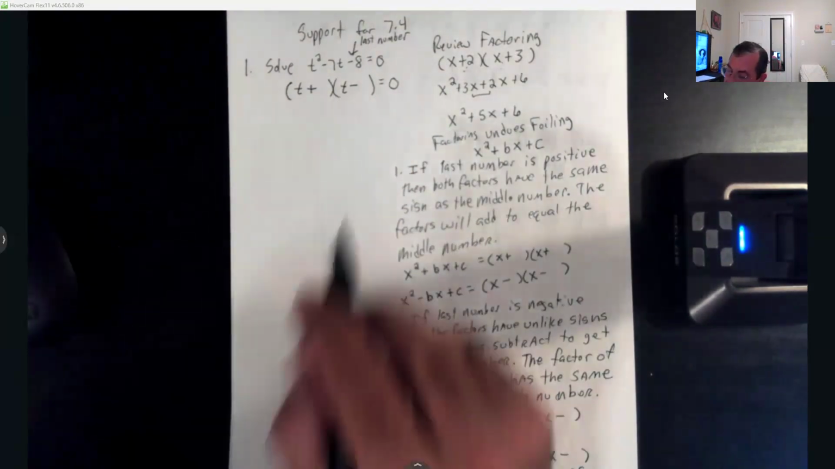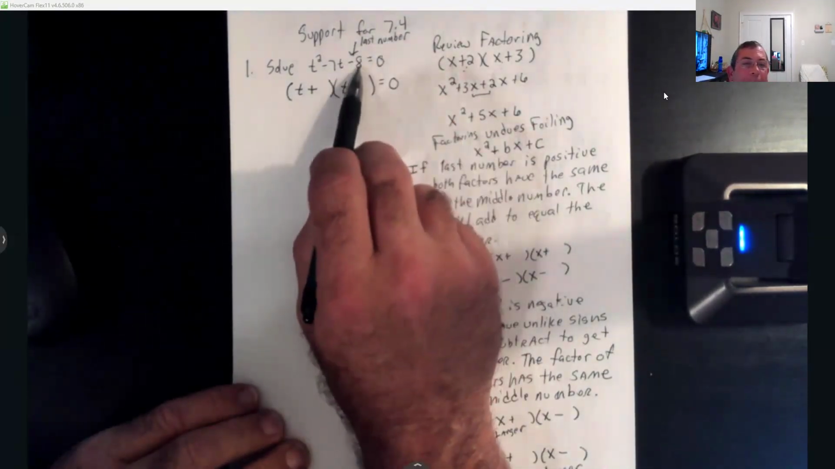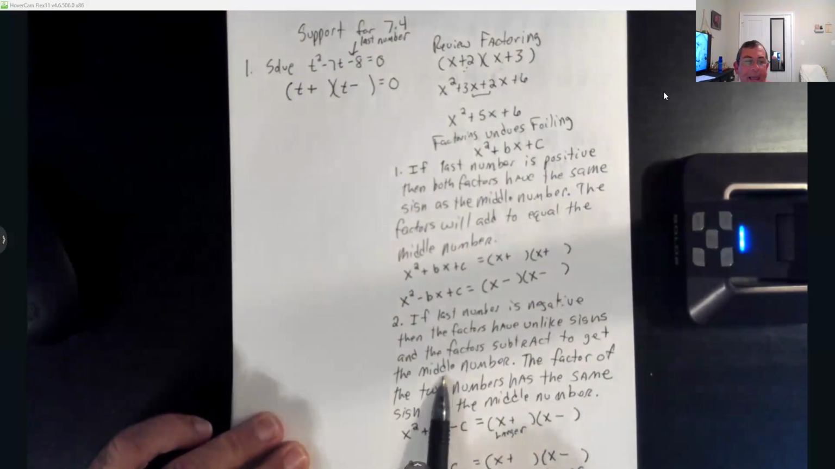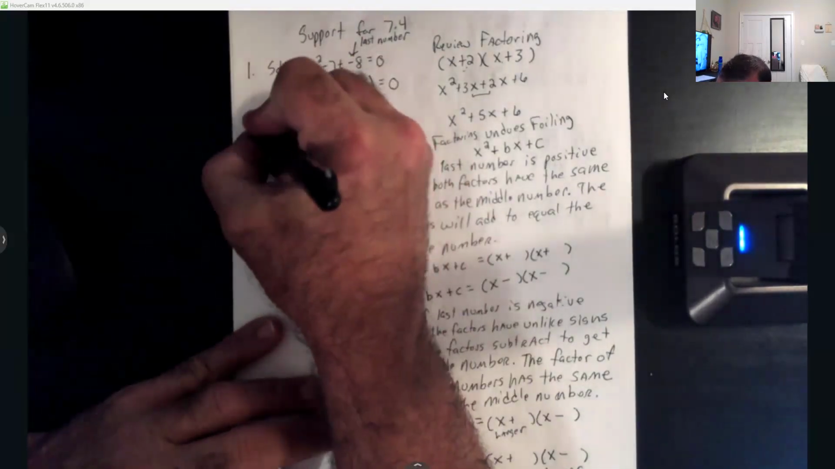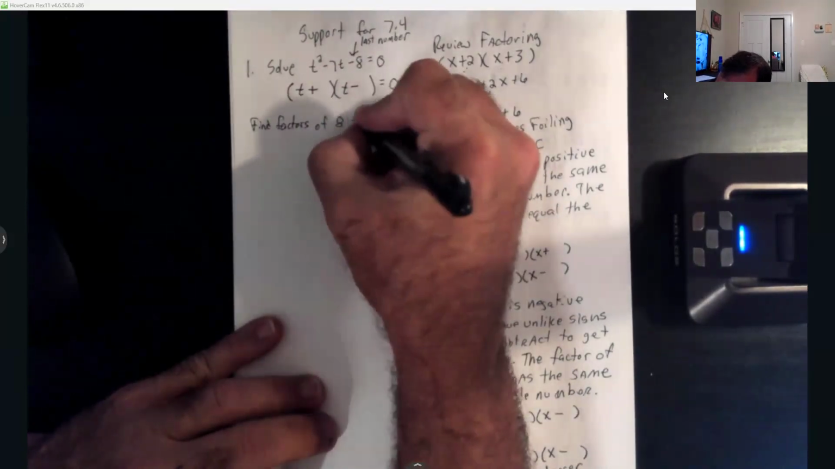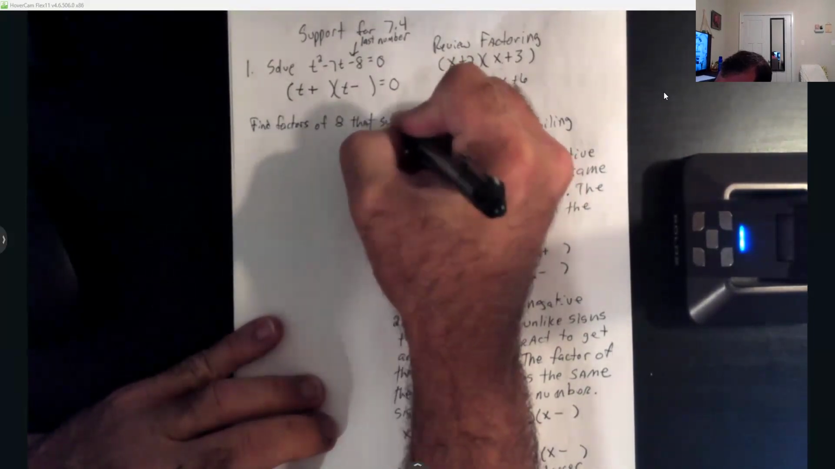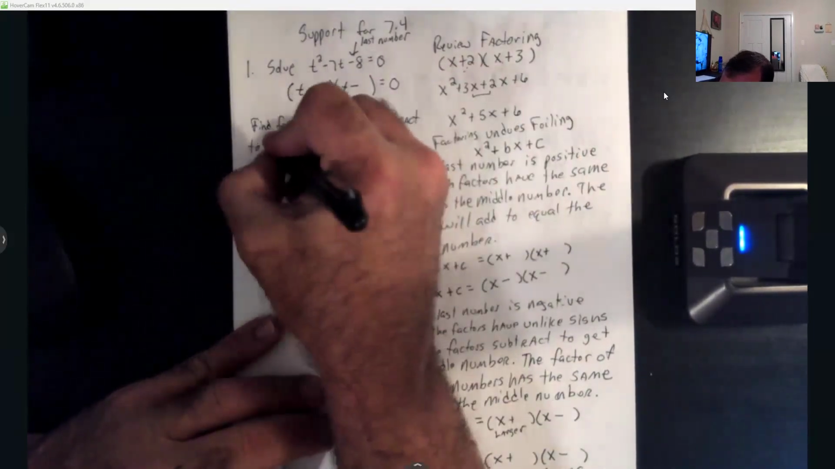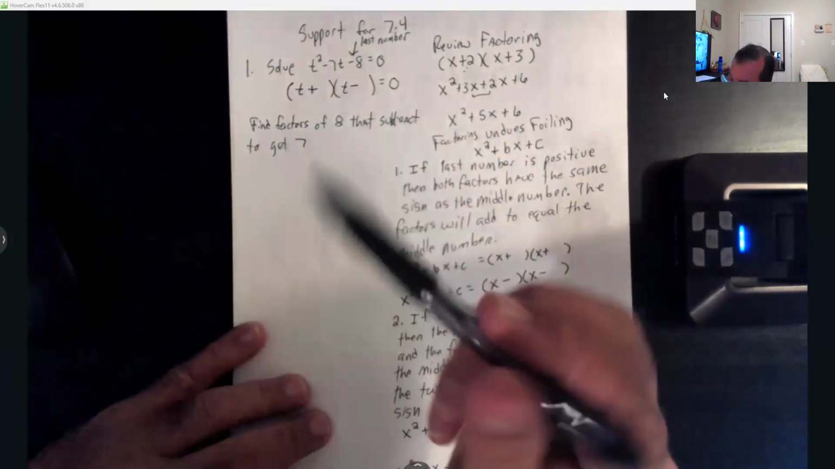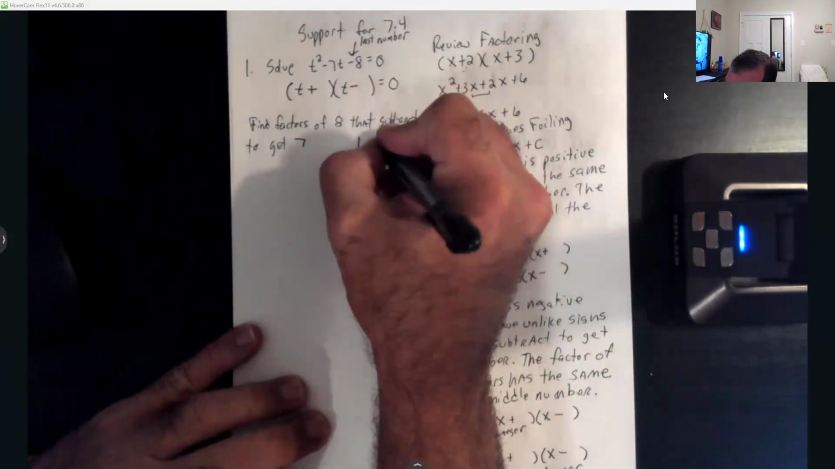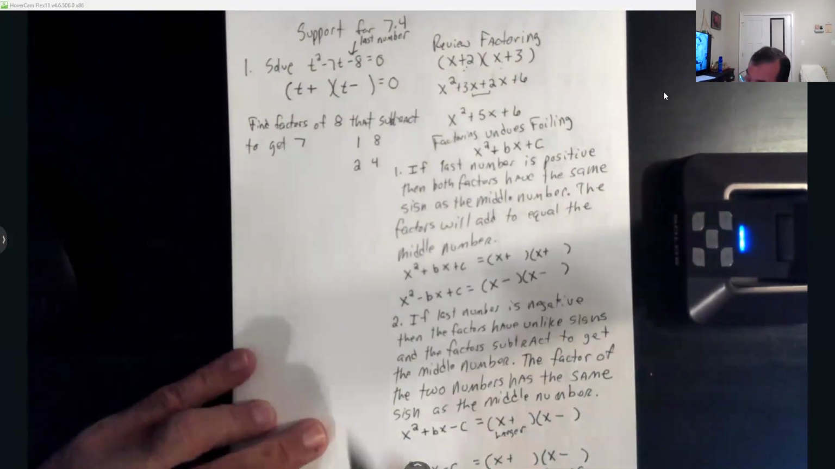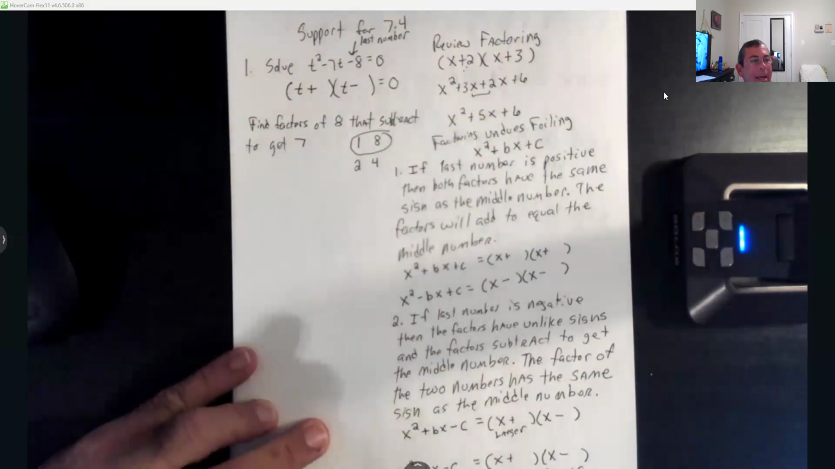All right, so I'm looking at that last number. Now to finish this, remember, when it was negative at the end, I'm going to find factors that subtract to get the middle number. So y'all find factors of 8 that subtract to get 7. So what factors of 8 subtract to get 7? Well, y'all, let's write the factors of 8. 1 times 8, 2 times 4. Which one of those will subtract and get you a 7? That's going to be the 8 and 1, right?